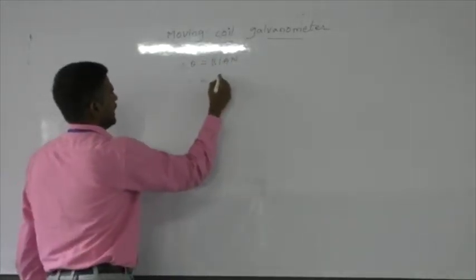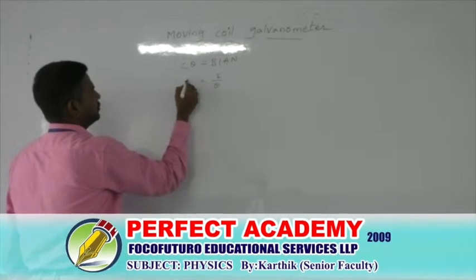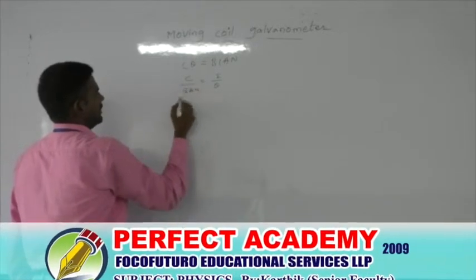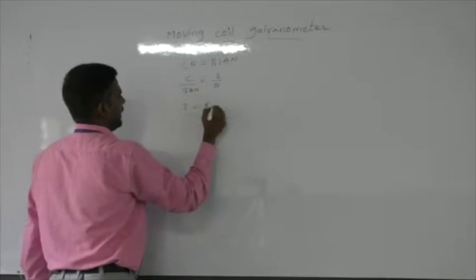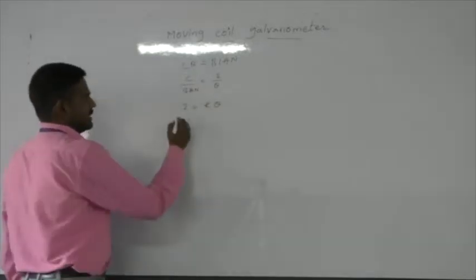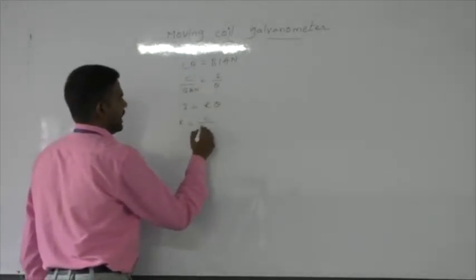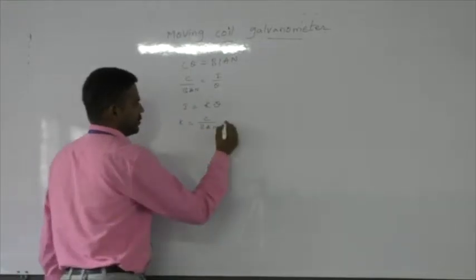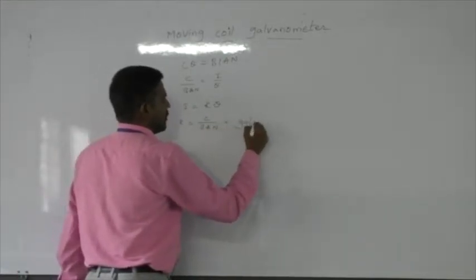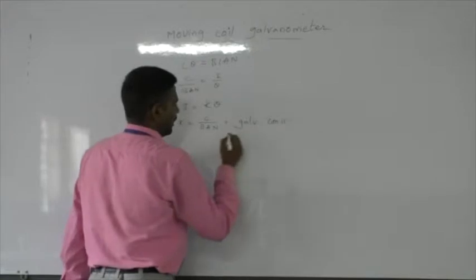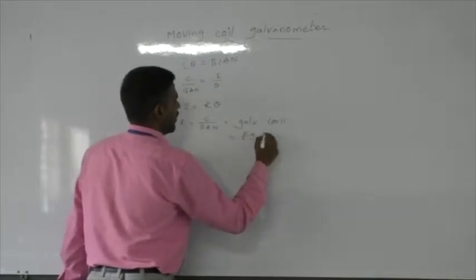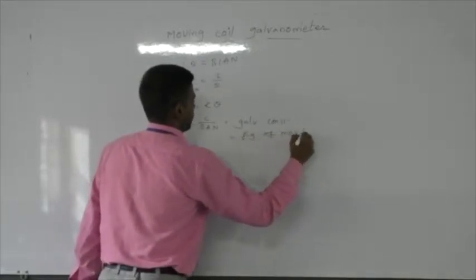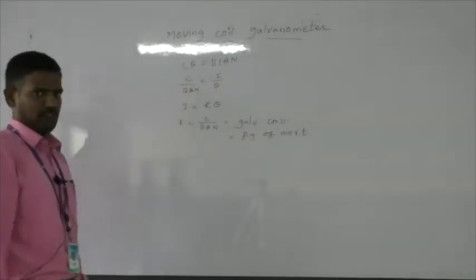From here we can write I by theta equals C by BAN, or in other words, I equals K into theta, where K is C divided by BAN, which is called the galvanometer constant. It is also called the figure of merit.